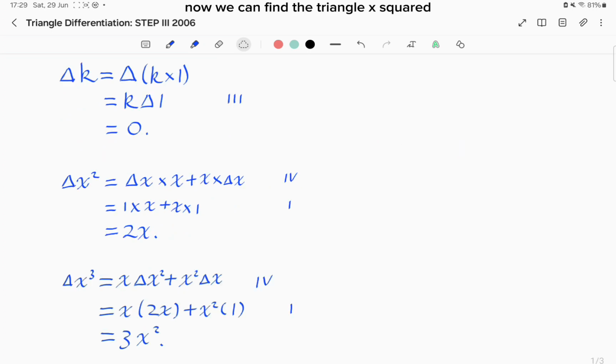Now we can find triangle x squared. This is equal to triangle x times x plus x times triangle x by rule 4. This, by rule 1, is equal to 1 times x plus x times 1, which is 2x. Similarly, we have triangle x cubed equals x triangle x squared plus x squared triangle x by rule 4. This is equal to x times 2x and x squared times 1 by rule 1 and the result for x squared that we proved above. Simplifying this gives 3x squared as our result.